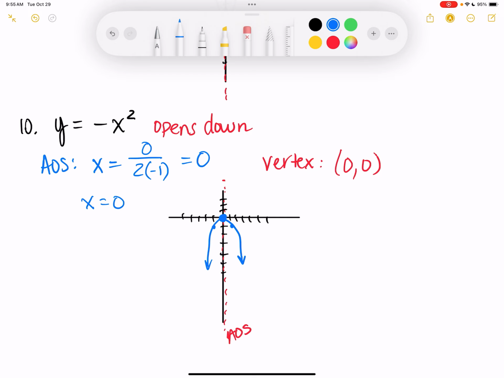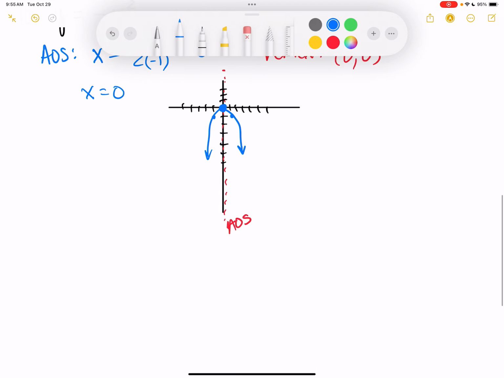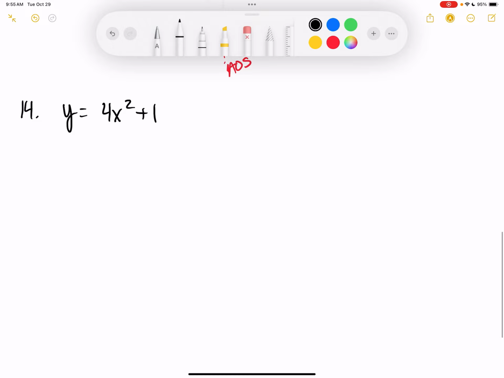All right, so those are ones that just have x squared. So now we're going to move into ones that have some other pieces to them. So 14, y equals 4x squared plus 1. The y-intercept's going to be a 1. So what does this graph do? It opens up.